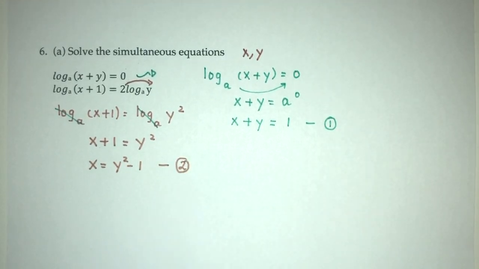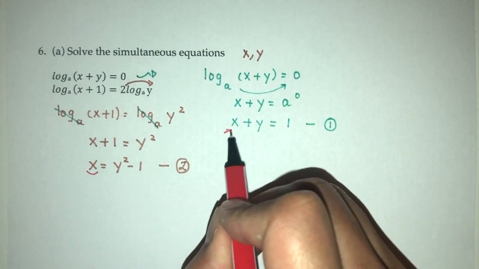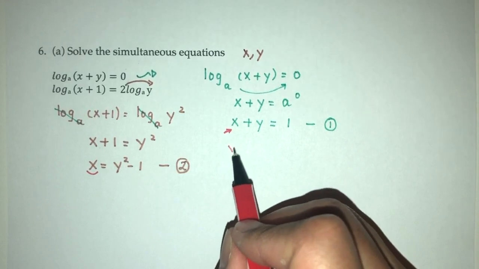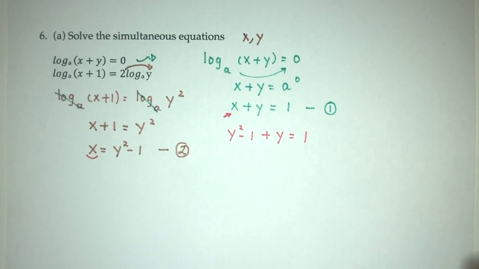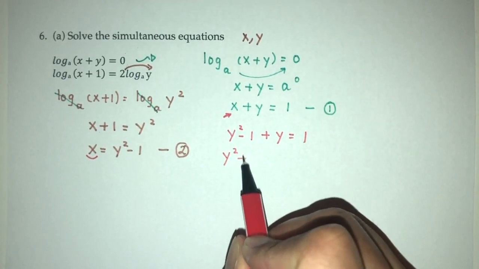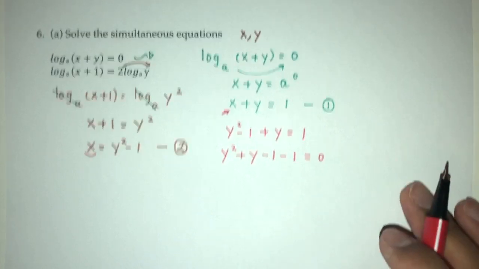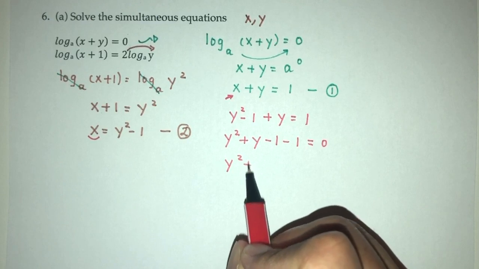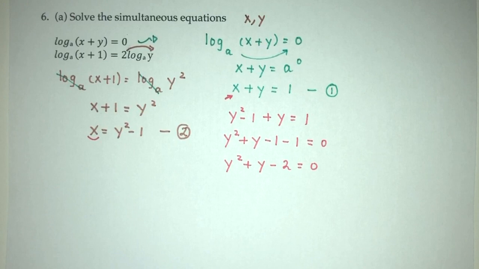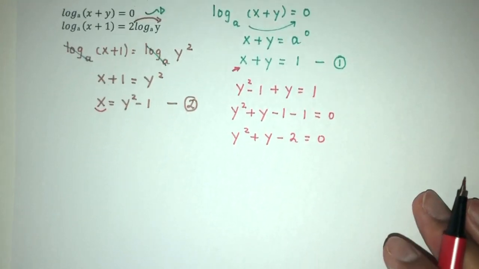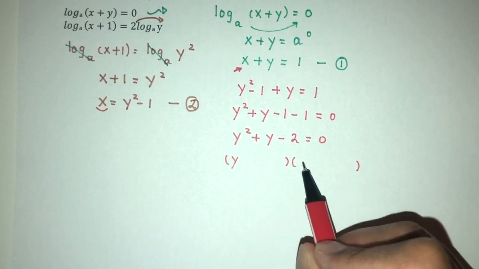So now we have two equations we can solve simultaneously. Now we can replace x in this equation. So x is y squared minus 1, so plus y has to be 1. Simplify: y squared plus y, send this over here, you will have minus 1. Minus 1 is 0. So y squared plus y minus 2 is 0. As you can see, we have a quadratic equation, so we have to solve that. We have to first factorize. If you cannot factorize, you can use your calculator obviously to solve this.